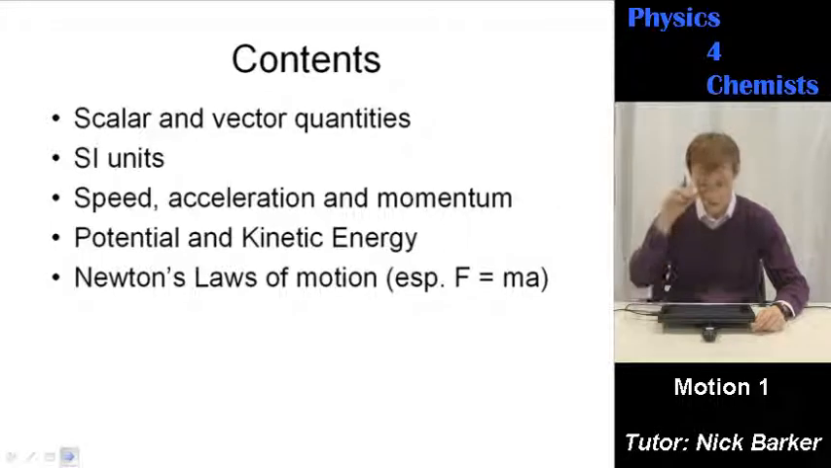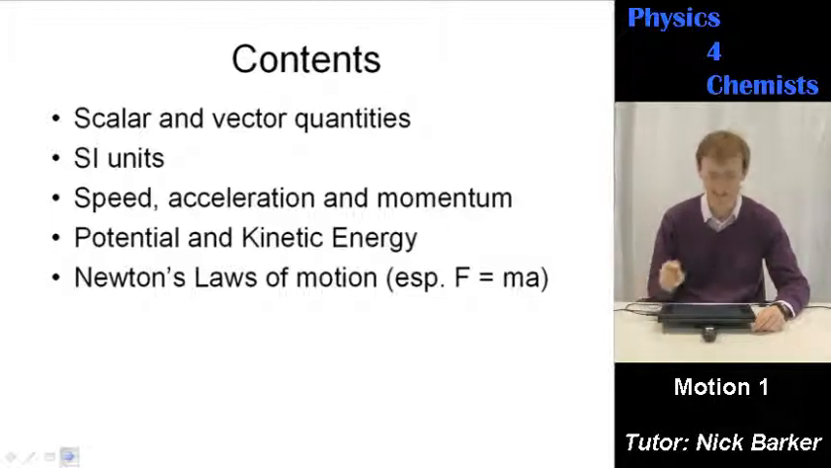The contents of this, we're going to include the following things for you. Scalar and vector quantities. It's important that you know the difference between a scalar and a vector. We'll look at SI, Système International, SI units, speed, acceleration and momentum, potential and kinetic energy, and we'll also look at Newton's laws of motion, especially a really important one, F equals ma, force is mass times acceleration.